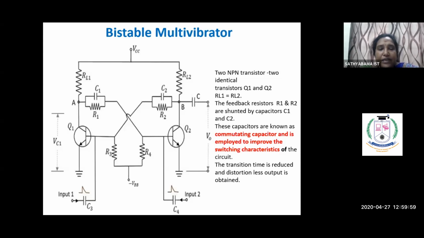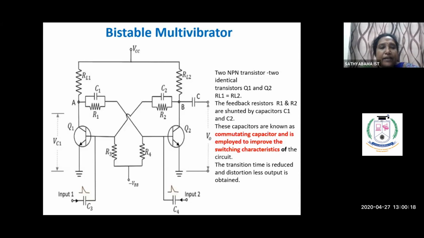Now we'll take the concept. The Q1 transistor is on. Initially, the same condition only. When we power the circuit, VCC is given, and any one of the transistors has to be switched on. So we are assuming Q1 is in the on condition.